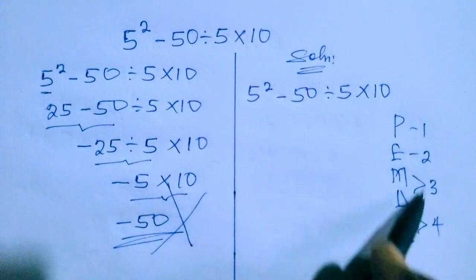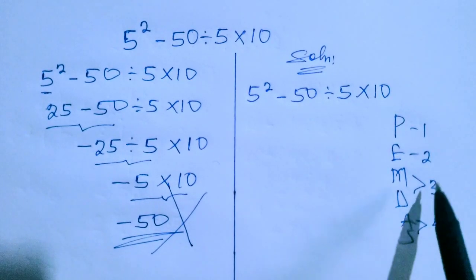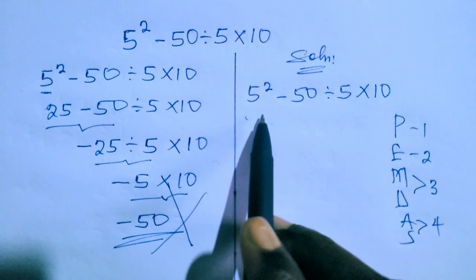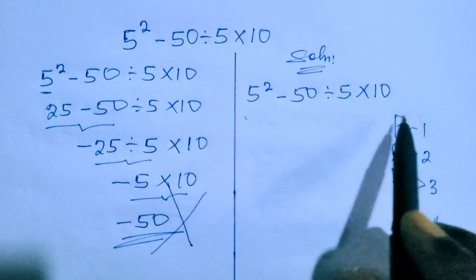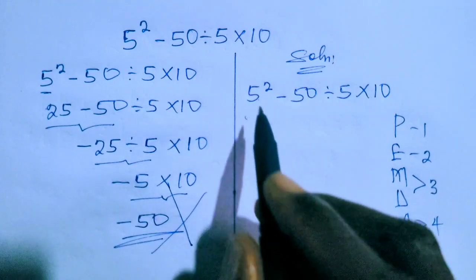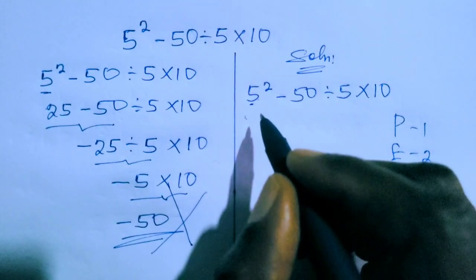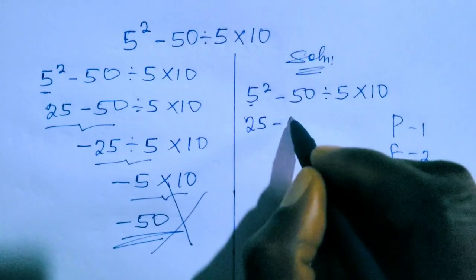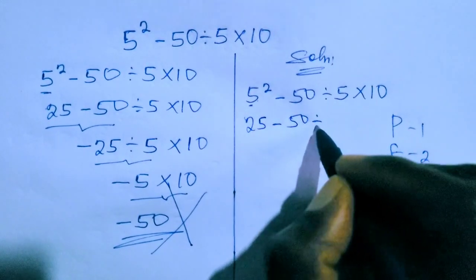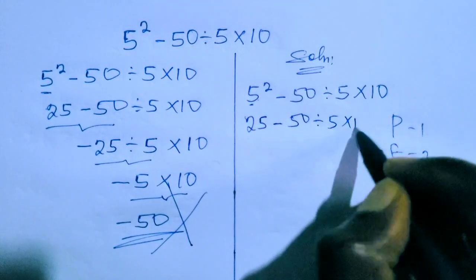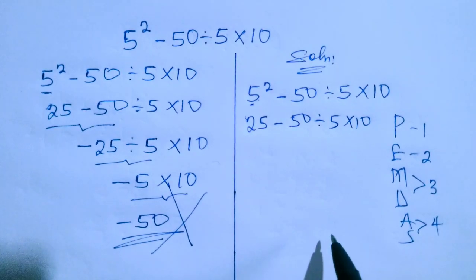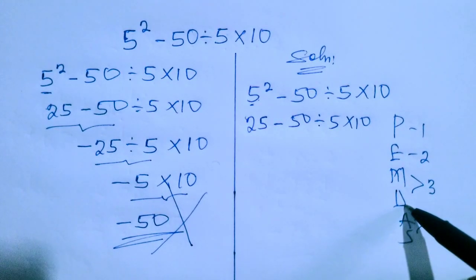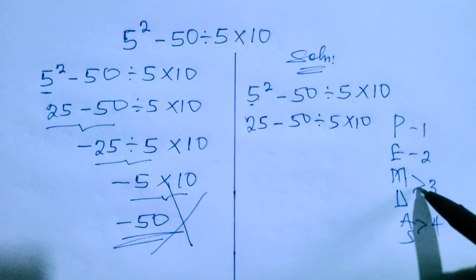Therefore, following this order of operations, first of all, we are going to consider the exponent, because there are no parentheses. We simplify this 5 to the power of 2, that gives us 25 minus 50 divided by 5 multiplied by 10.